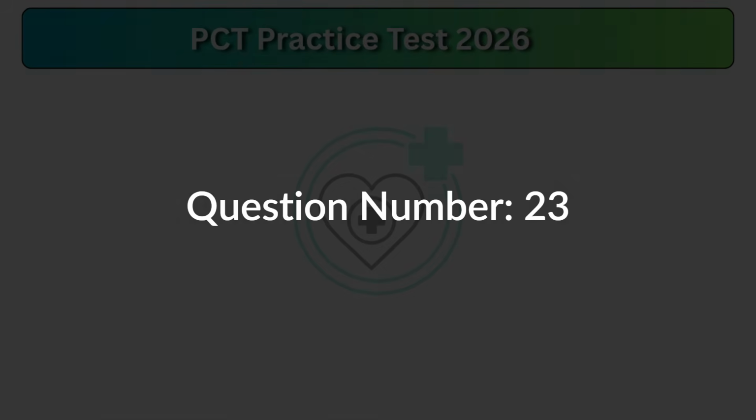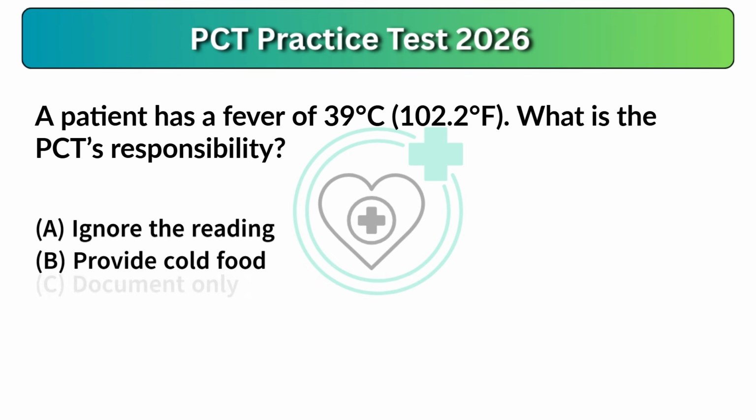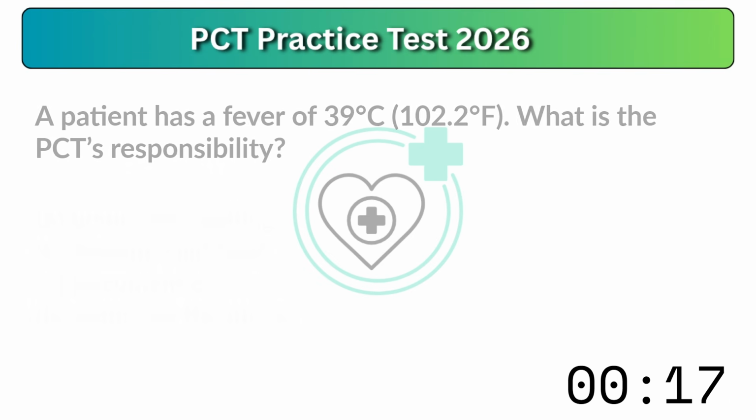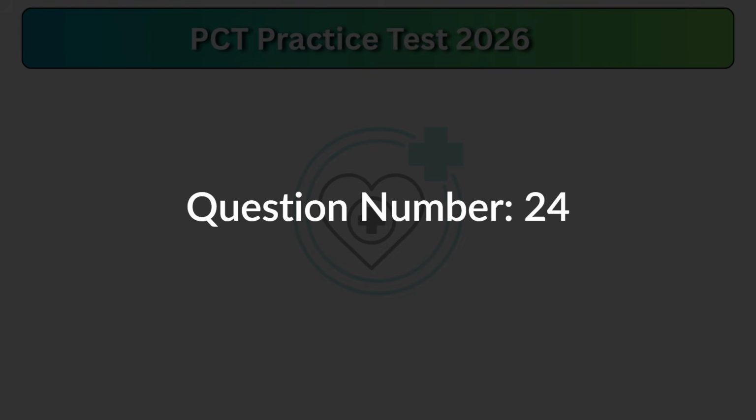Question number 23. A patient has a fever of 39 degrees Celsius, 102.2 degrees Fahrenheit. What is the PCT's responsibility? A. Ignore the reading. B. Provide cold food. C. Document only. D. Report to the nurse. Answer: D. A high fever indicates possible infection or other conditions requiring medical evaluation. Reporting ensures timely intervention.